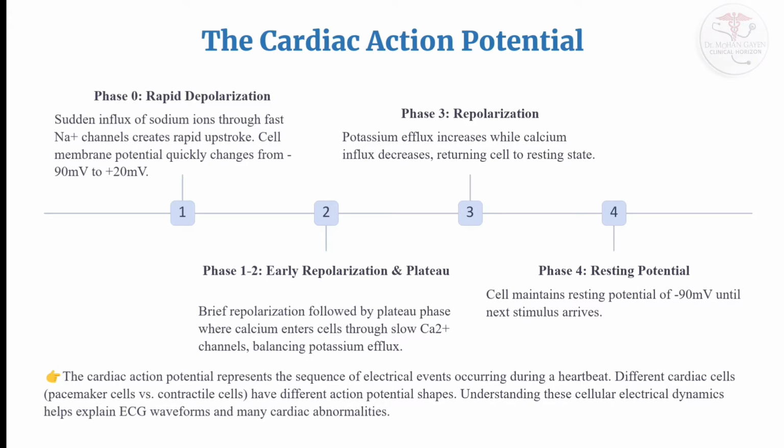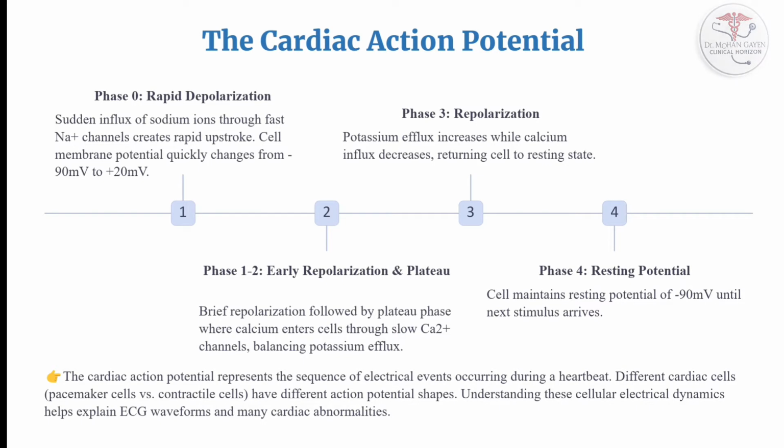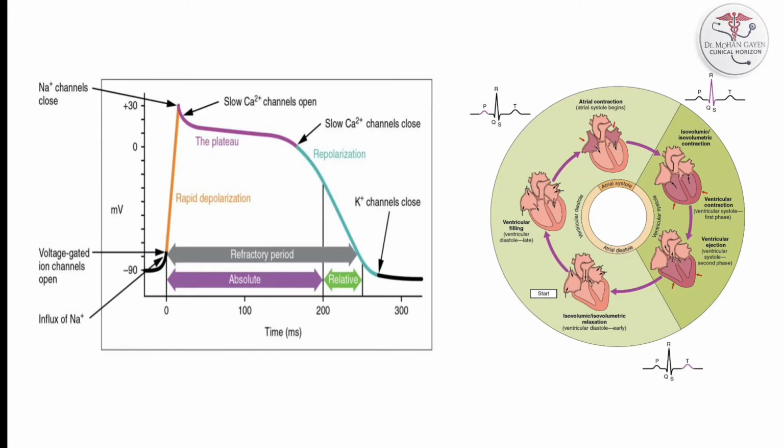Phase 3, repolarization, occurs as potassium rapidly exits the cell, restoring the electrical balance. Finally, phase 4 is the resting phase, during which the cell prepares for the next impulse. This process, which happens in milliseconds, is the foundation of every heartbeat and is reflected in the ECG waveform. Basic principles of electrocardiography. The ECG captures the heart's electrical signals and represents them as waveforms.